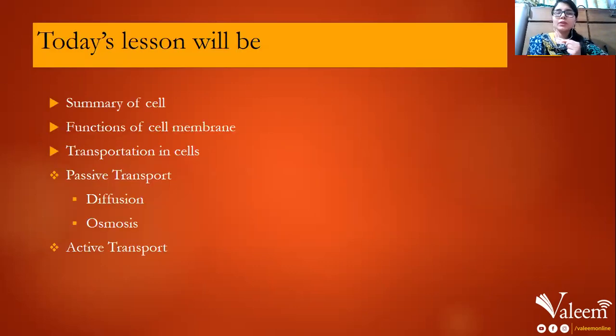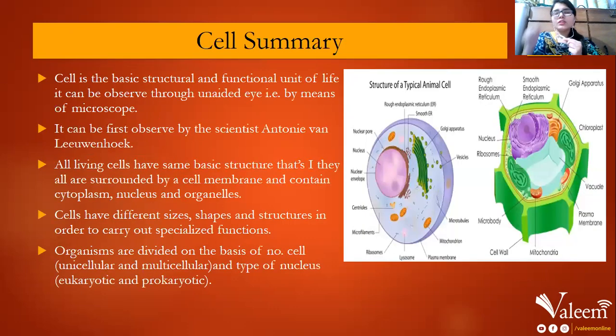Today's lesson plan is: we'll start with a summary of the cell. We'll recall the cell structure and the function of the cell membrane. Then we'll have an overview of transportation in the cell. There are two methods: passive transport, which is further divided into diffusion and osmosis, and the other one is active transport. Okay, we start with the cell summary. I hope everyone knows about the cell, that the cell is the basic structural and functional unit of life, and we can observe it under the microscope.